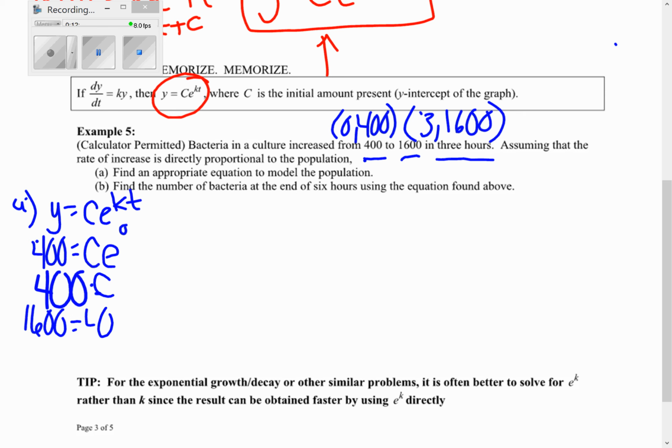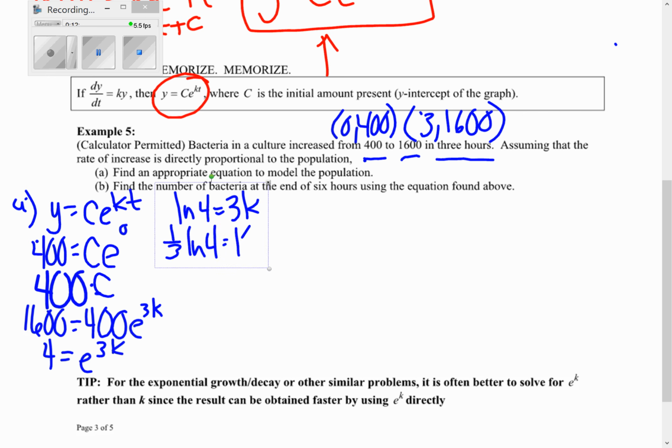Okay, so now I have 1600 equals 400 times e to the 3k. Let's keep going. 4 equals e to the 3k, solving that. ln of 4 equals 3k. 1/3 ln of 4 equals k. We have our constant of proportionality here. So we could pull that all together as y equals 400 e to the, let's see, I could write it numerous ways, ln of 4 times t.